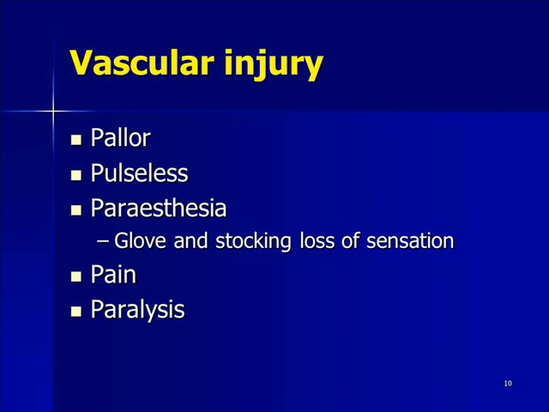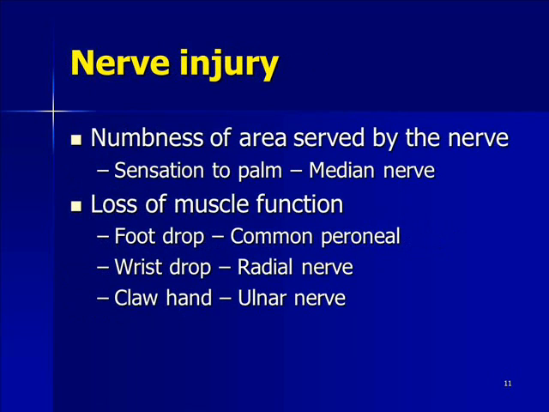Manifestations of vascular injury are pallor, pulselessness, paresthesia, pain, and paralysis. 5 P's, very important to remember. Nerve injury can manifest itself with numbness or loss of sensation in an area and loss of motor function. For example, foot drop in common peroneal nerve injury, wrist drop in radial nerve injury, and claw hand in ulnar nerve injury.